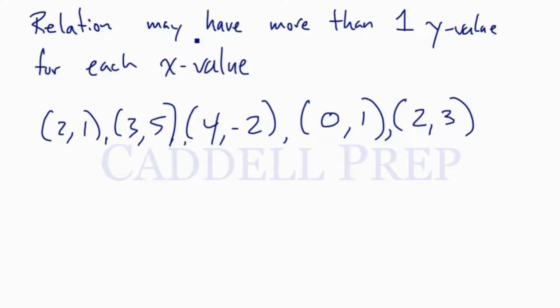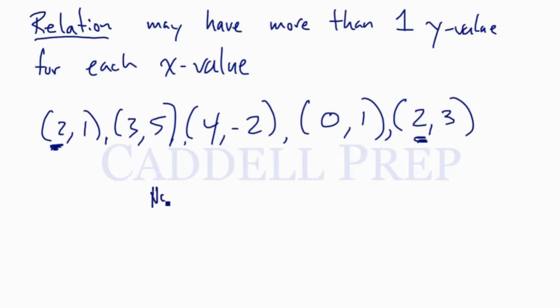A relation may have more than one y value for each x value. So a relation, different than a function, may have more than one y value for each x value. So if we look at this, we have 2, 1, 3, 5, 4, negative 2, 0, 1, and 2, 3. So we see that x value 2 came up twice. So in this relation, when x is 2, y is 1, but also when x is 2, y is 3.